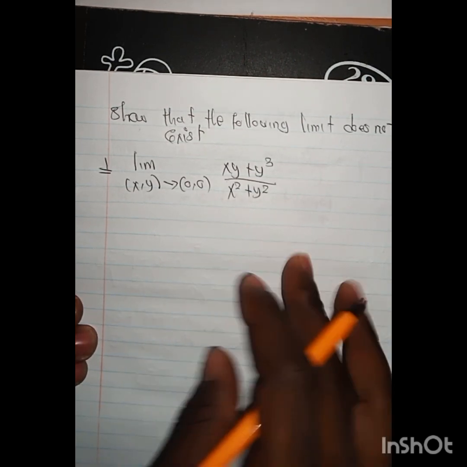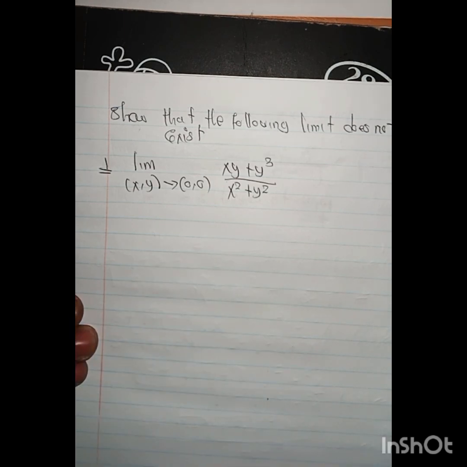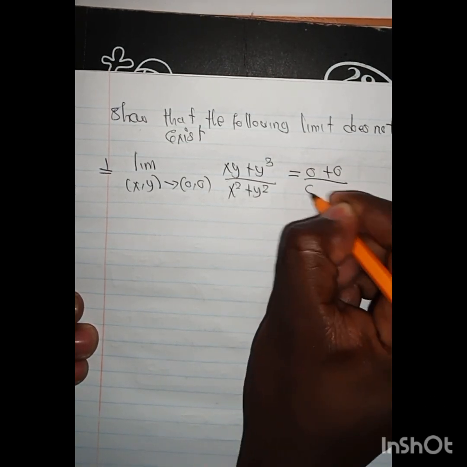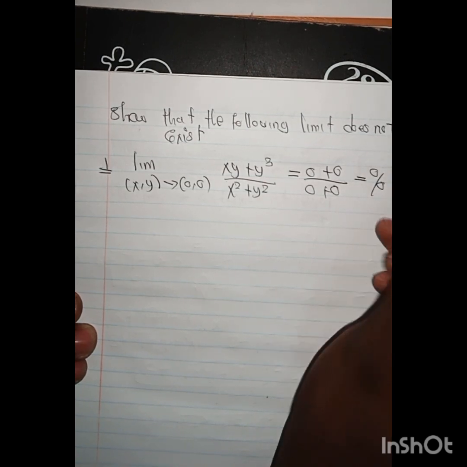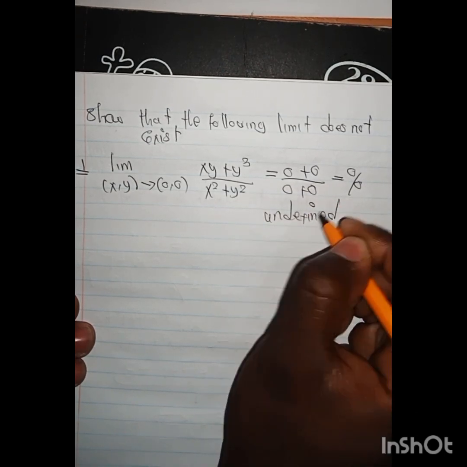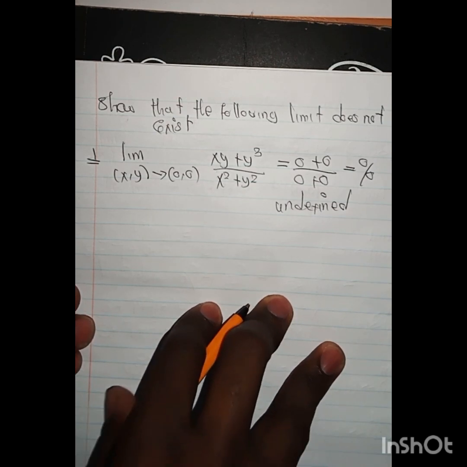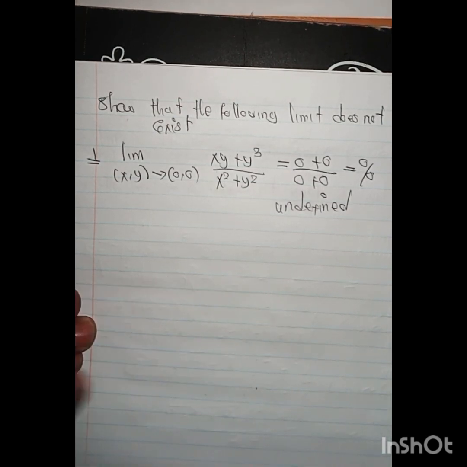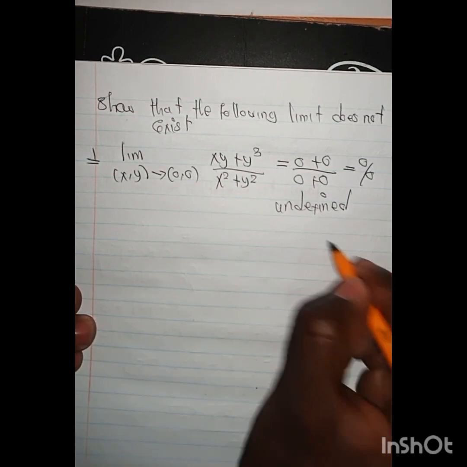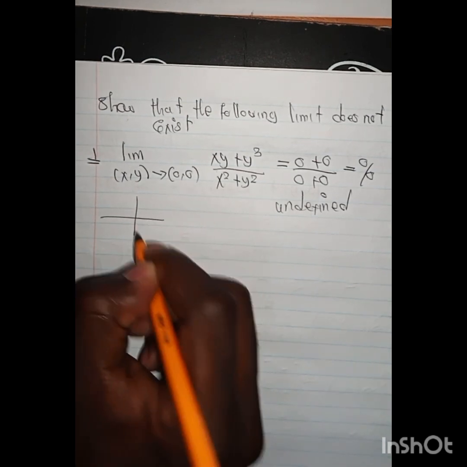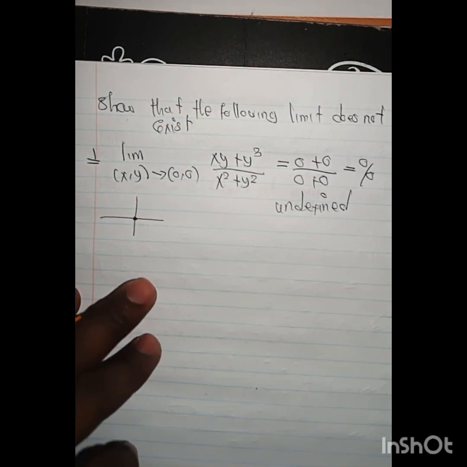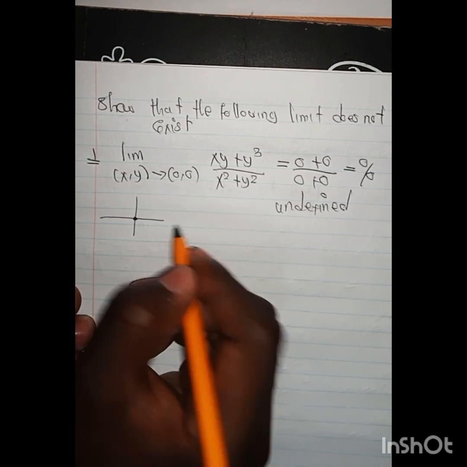So you can also try the direct substitution before you prove that this limit doesn't really exist. If you do the direct substitution, this is 0 plus 0 over 0 plus 0, which is 0 over 0, and 0 over 0 is undefined. Now we want to prove that this limit doesn't really exist. If this limit doesn't exist, we have to approach the origin from either side.